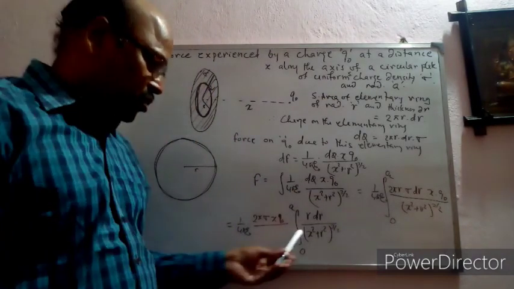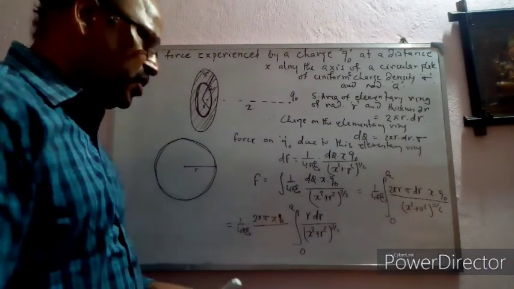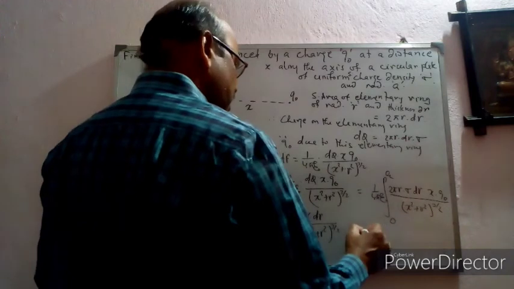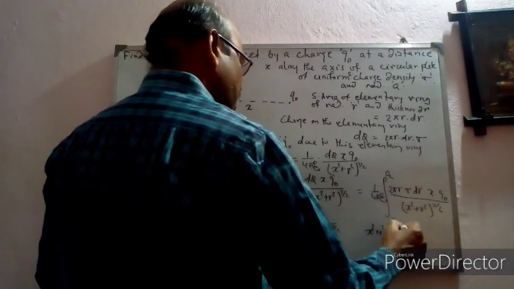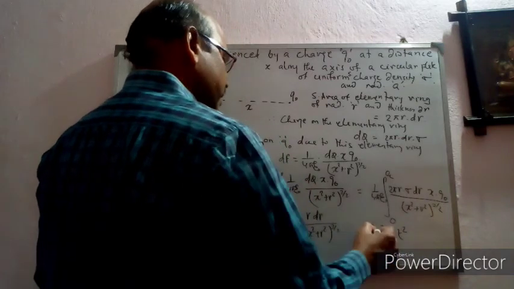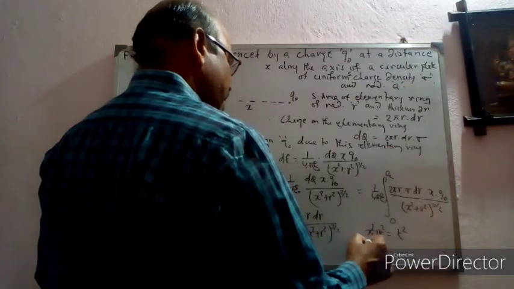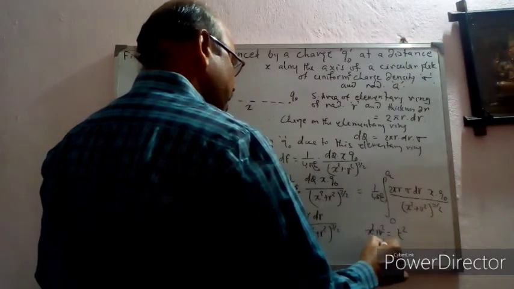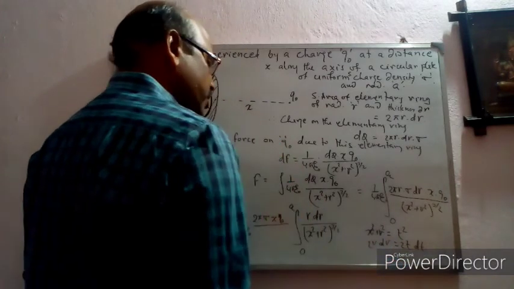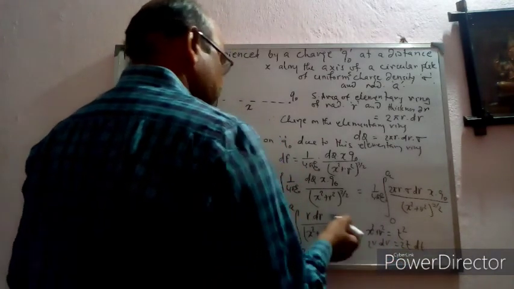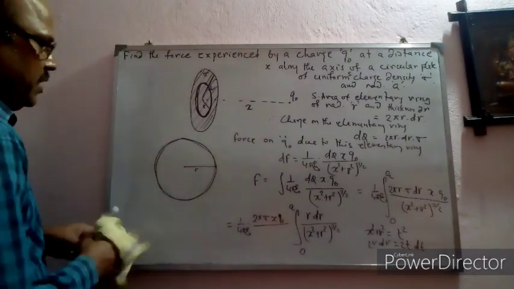Now how to solve this integral? Let us substitute some variable. If I take x square plus r square to be t square, then what will I get? x square plus r square is equal to t square. Then I will get 2r dr is equal to 2t dt. So that variable I have to substitute. So let us solve the integral.